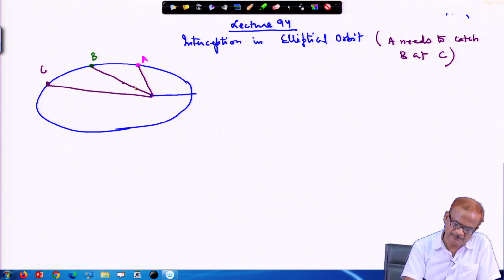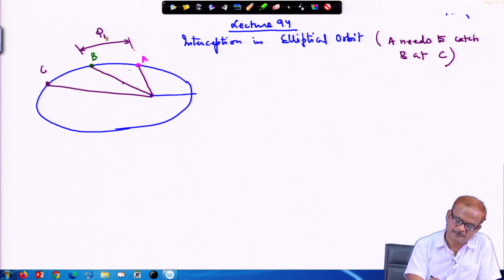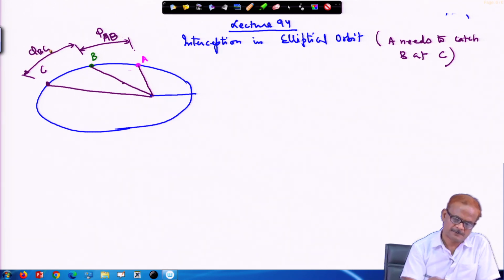So, as usual we will show this outside. This angle is phi BC, and the angle between this and this is phi AB, and this is phi BC.